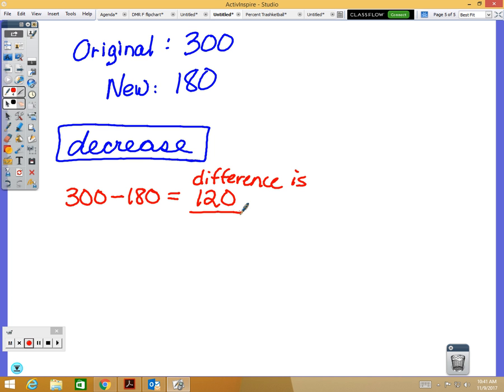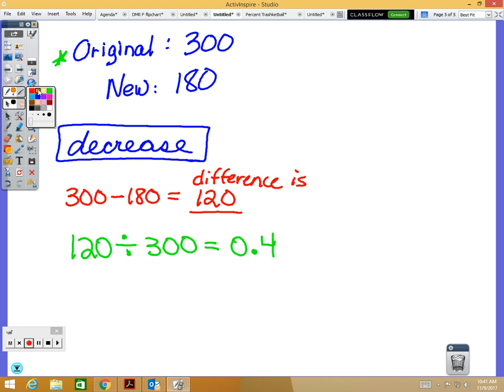So the difference is 120. It decreased by 120. Second step is taking the difference, 120, divided by, always, the original. Whether it's the big number or small number, doesn't matter. It's always the original amount, the starting amount. So when you do 120 divided by 300, what did you all get? Didn't your calculator probably say 0.4? Yeah. So you got 0.4 in your calculator.